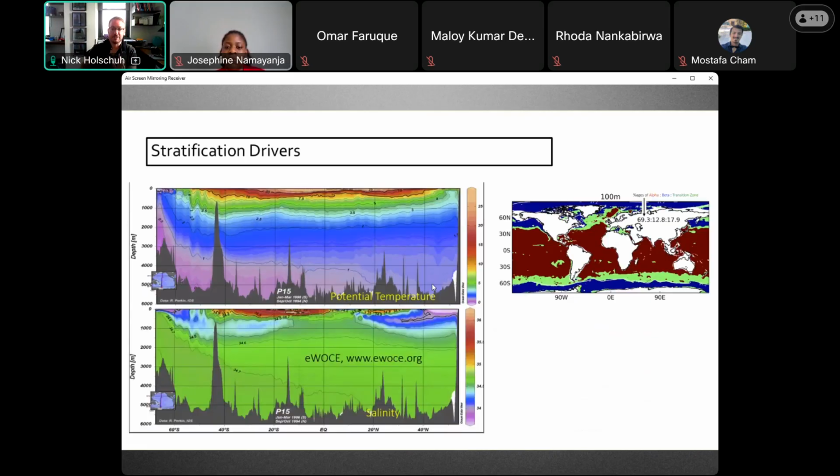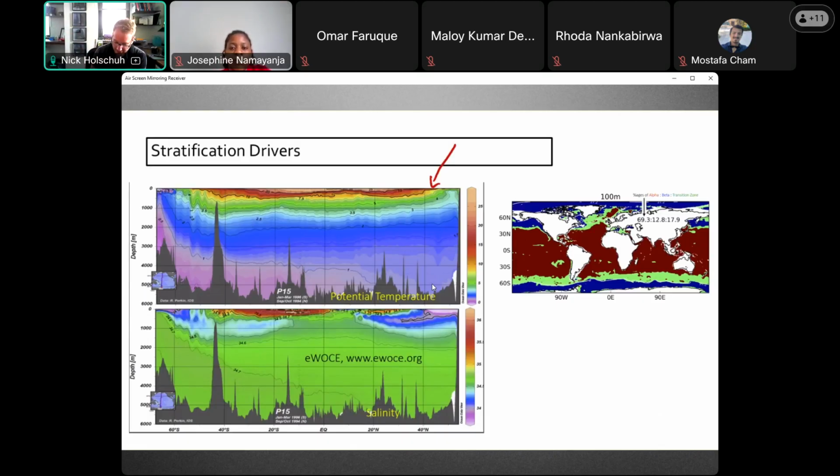Thankfully, the ocean is stratified. So it's stratified not just based on temperature, but it's stratified based on temperature and salinity. So this plot up here on the top is a cross-section of the ocean. The left edge is near the South Pole. The right edge is at high latitude in the north. The y-axis is depth in the ocean. The top plot is showing temperature.